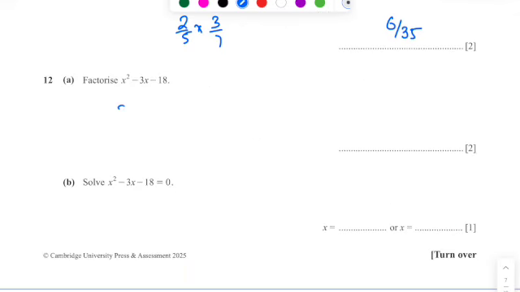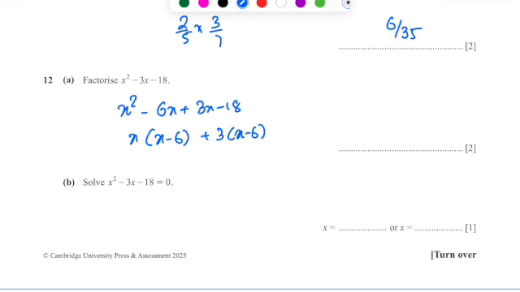Next, factorize x squared minus 6x plus 3x minus 18. X common, x minus 6, plus 3 common, x minus 6. So the answer is going to be x minus 6 times x plus 3.